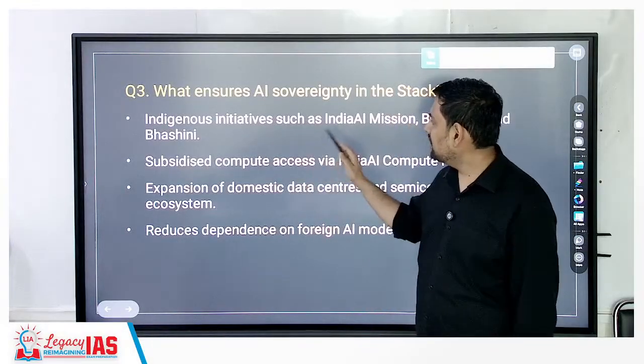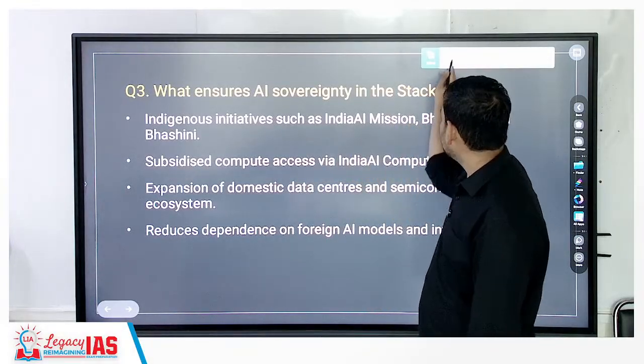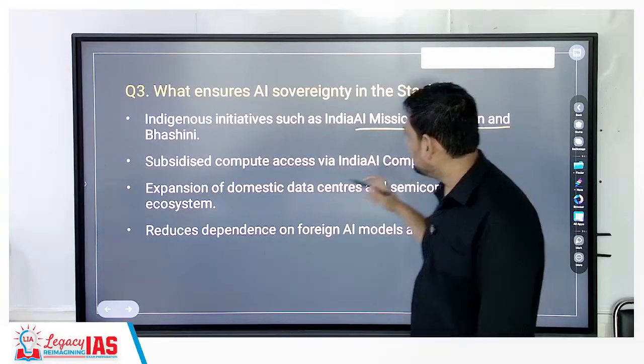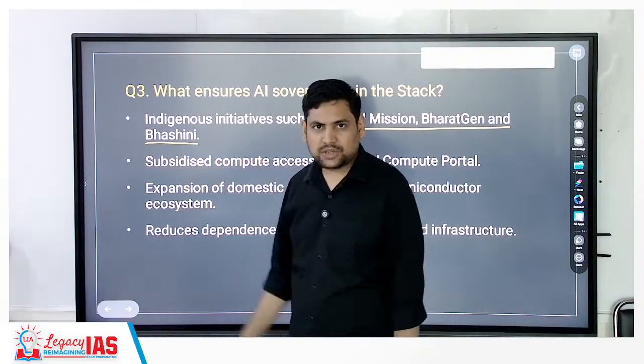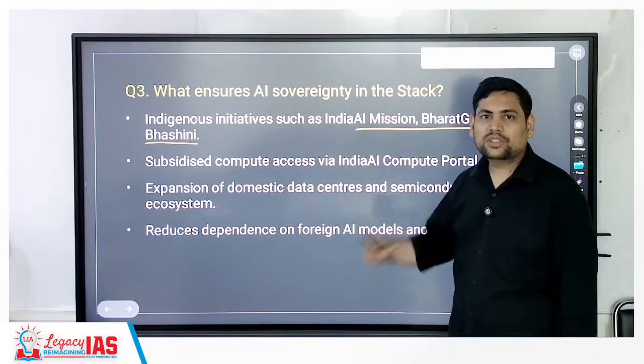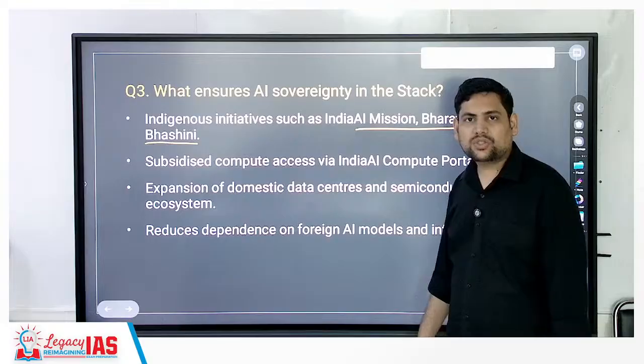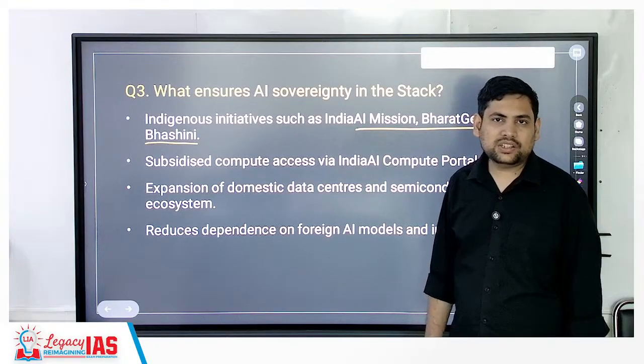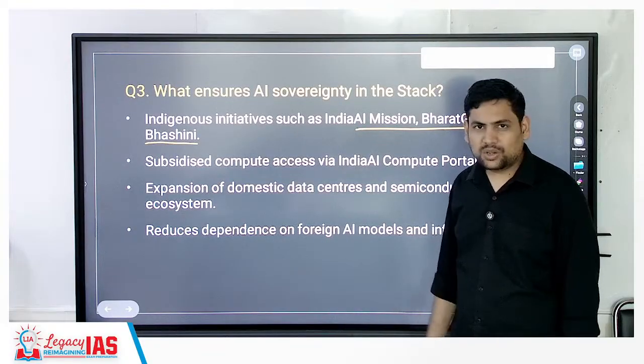First, indigenous initiatives such as the India AI Mission, Bharat Gen and Bhashini. Bhashini I explained to you, correct? So these are India's AI mission. Basically it talks about how India should become a global leader in artificial intelligence, and for that, what all we should be doing. So all that.